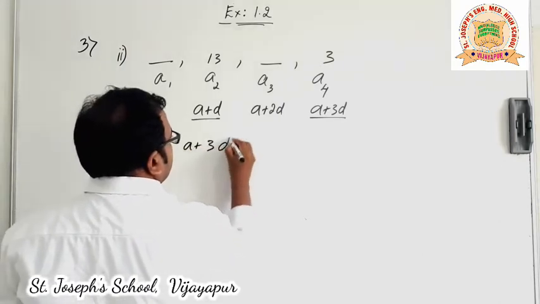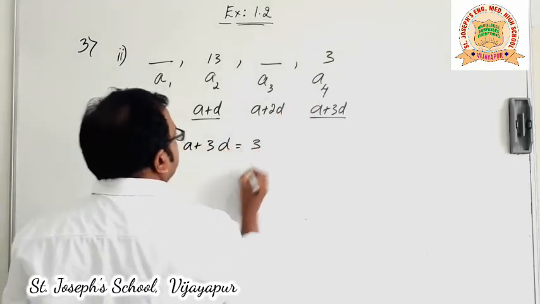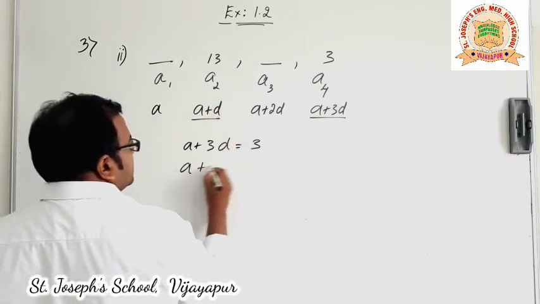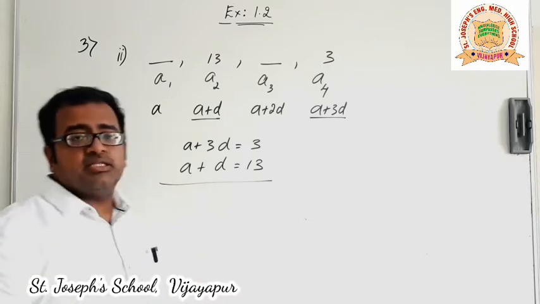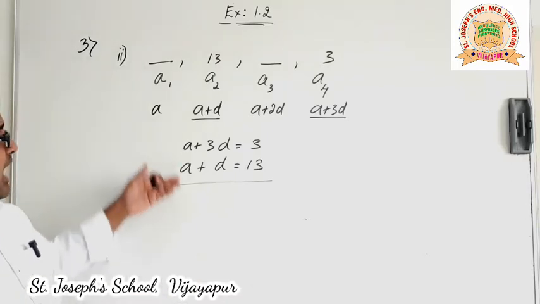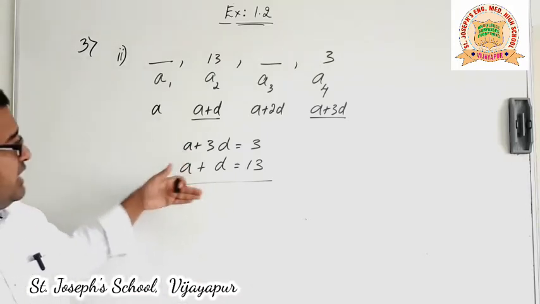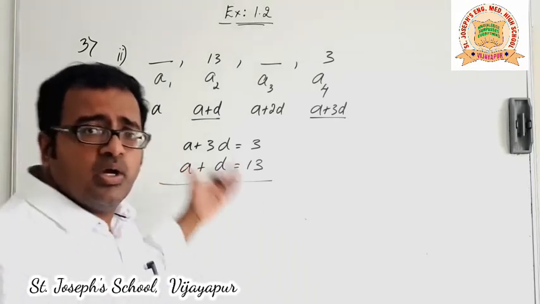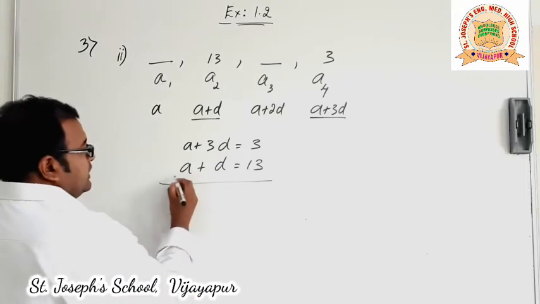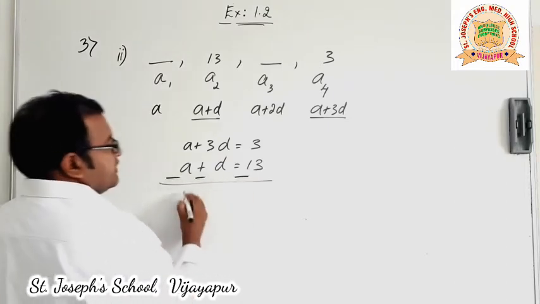A plus 3D is 3. A plus D is equal to 13. Solve simultaneous linear equations. By adding, we will not lose any of the variables. We will have both the variables. That is not what I want. I want at least one of the variables to get cancelled. So, we will subtract the second equation.